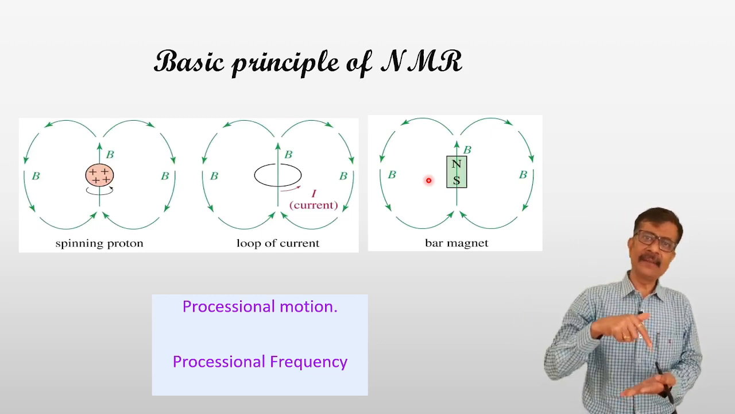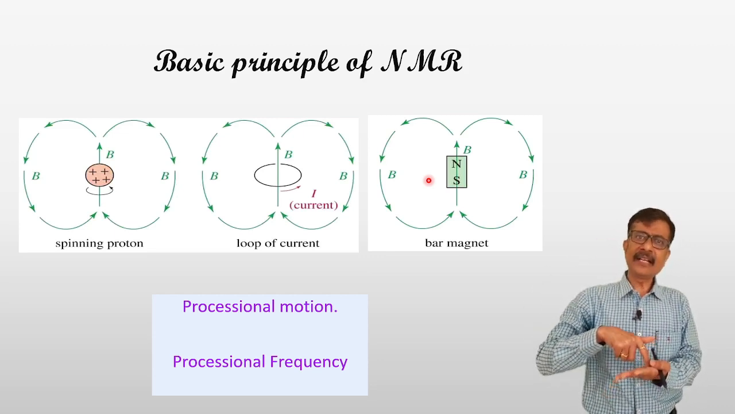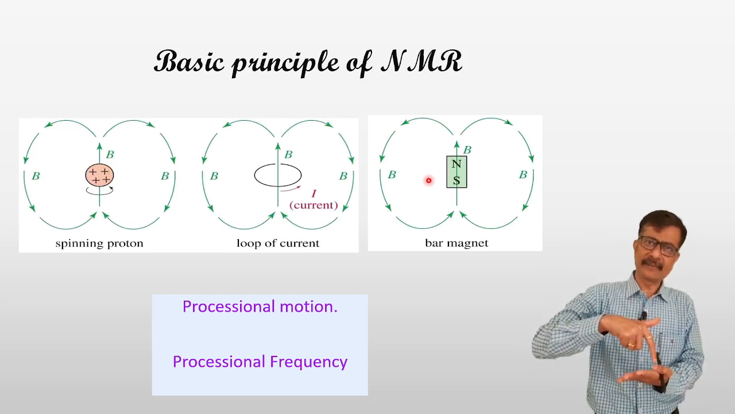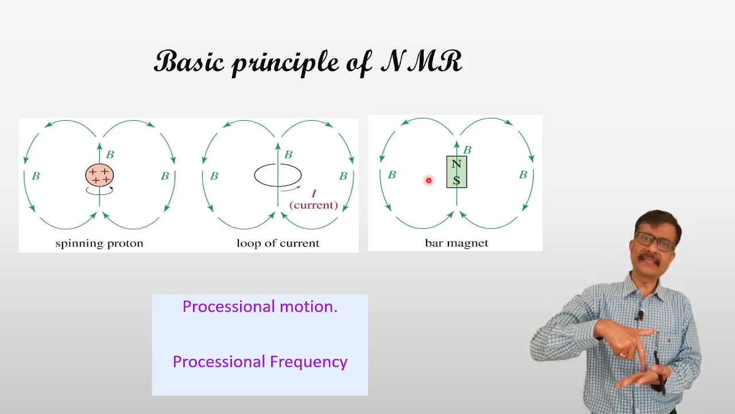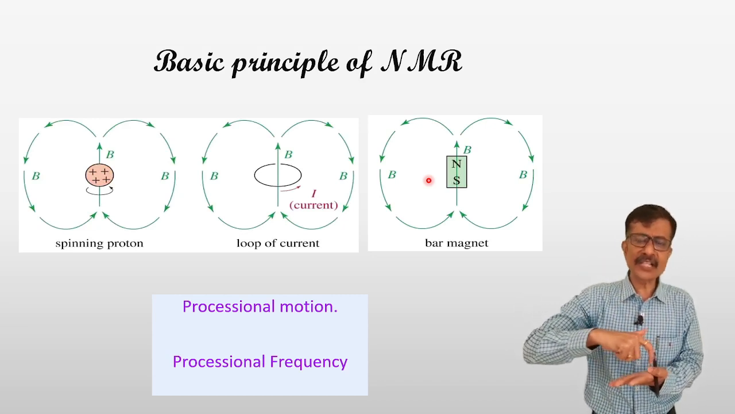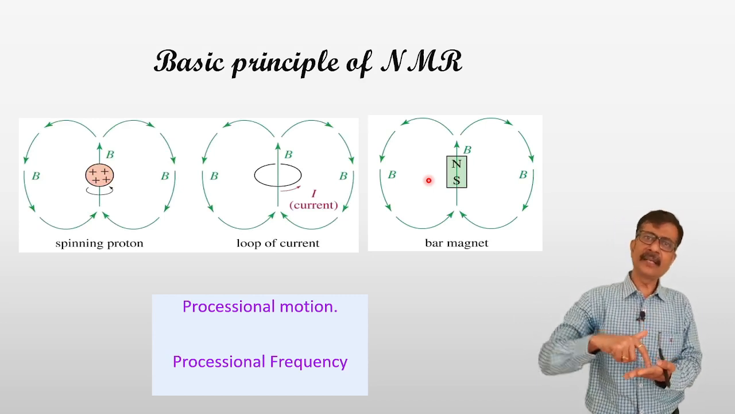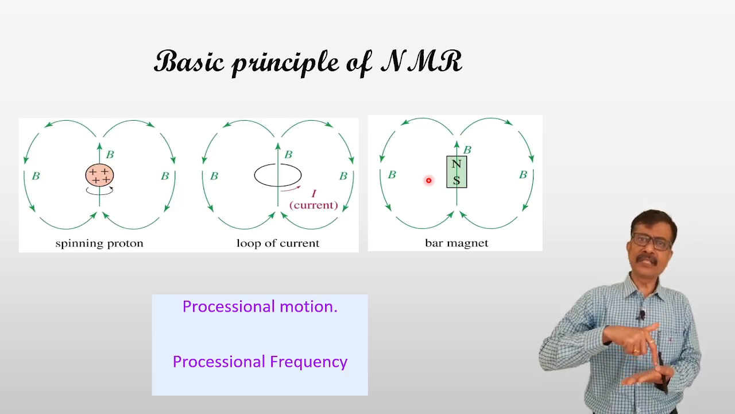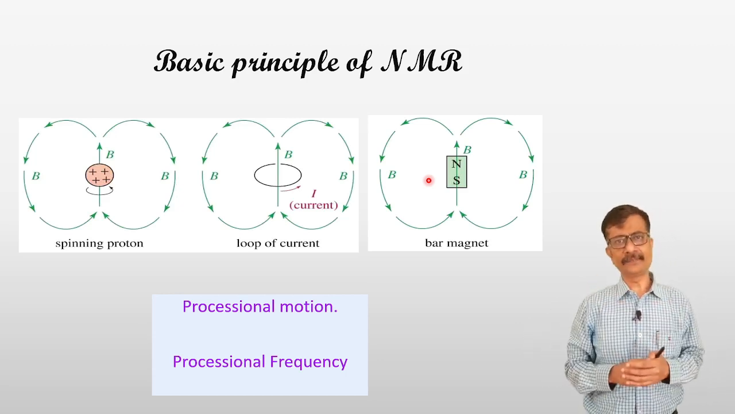At the same time, the axis of the top is not static. It also has some circular motion with a definite frequency. That circular motion of the axis around which the top spins is known as a precessional motion. The circular motion of the axis of the top is a precessional motion, and the frequency with which it is precessing is called the precessional frequency.